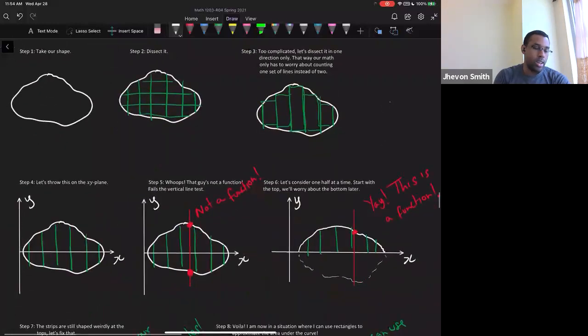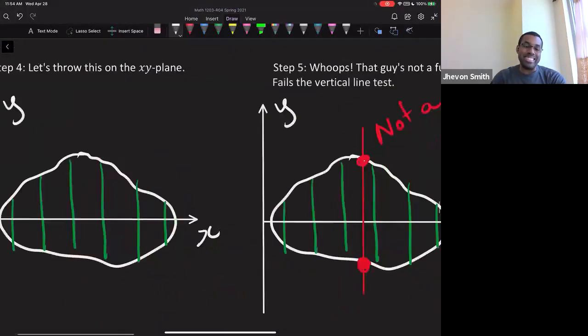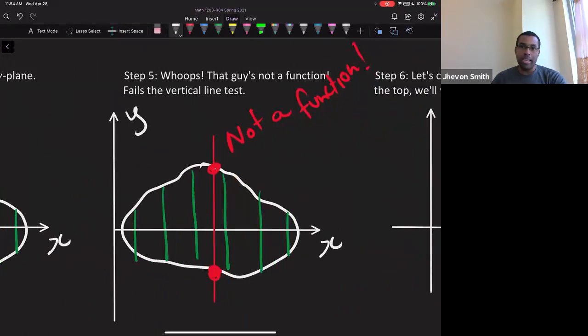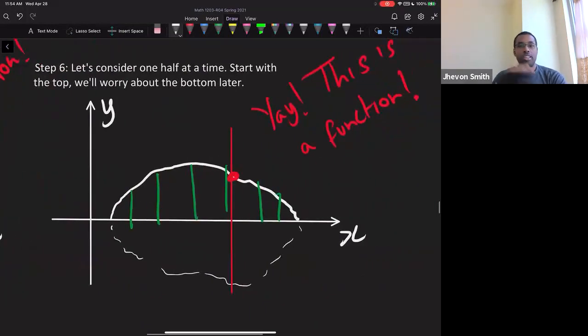So we throw this guy on our xy plane, and we're like, all right, we're in business now. We can start to look at what the area is going to be, but then problem, it doesn't pass the vertical line test. It's not a function. So what we're going to do is just take half of it. At first, just measure the area of the top half, and then we can measure the area of the bottom half separately. That way we pass the vertical line test, split it into two curves, take one curve at a time, and we're in business. We can now add up these rectangles and get to the area.